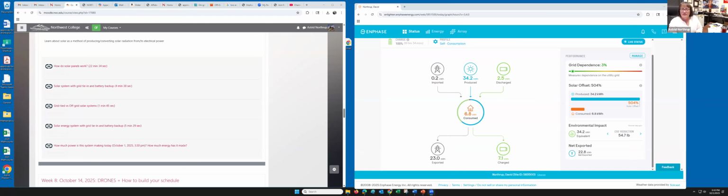So this screen shows us amounts. The first thing that you notice is it tells us about what happened all day long today. We have imported 0.2 kilowatt hours. We have produced 34.2 kilowatt hours, and we have used 2.5 kilowatt hours from our batteries, for a total, after you take off what we've exported and charged, of 6.8 kilowatt hours consumed. So basically, if you take everything that comes in and everything that goes out, add them together, and subtract the output from the input, you would get 6.8 kilowatt hours.